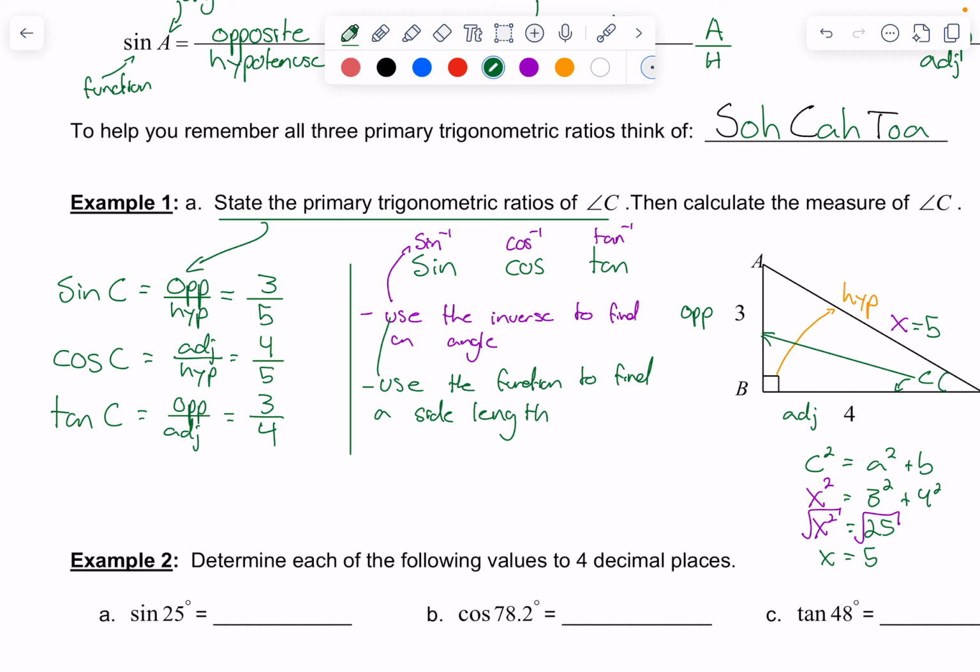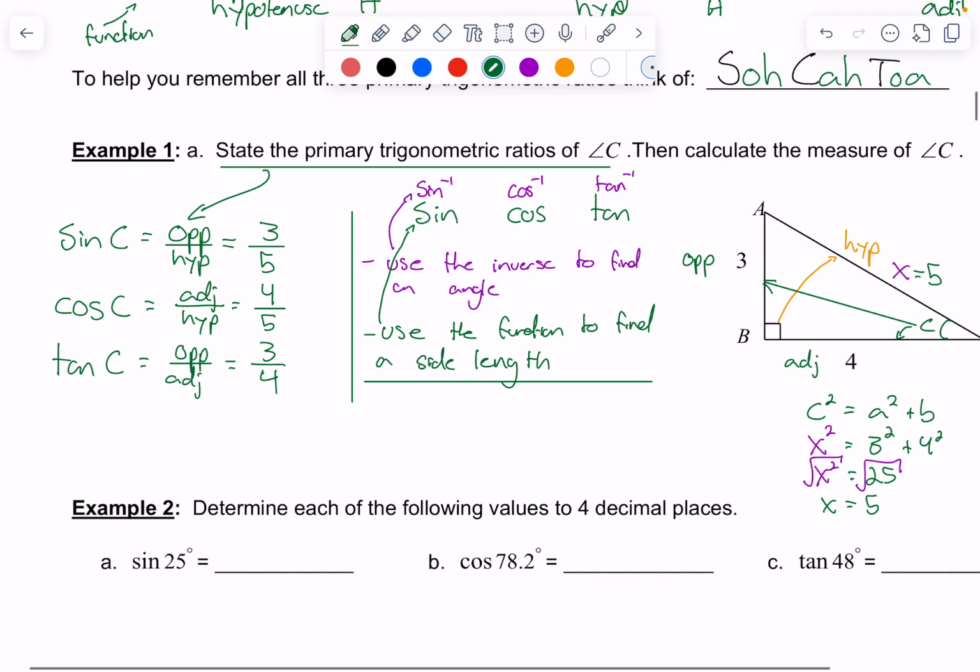Okay, notice I just color coded it so it's easier for you to see. So would you use one of these? So in our case, it's asking us to solve for an angle. So we're going to use the inverse. So take any one of your three options here, any one of these three. Okay, they'll all give you the same angle C. It does not matter which one you use. So let's just choose this bottom one here.